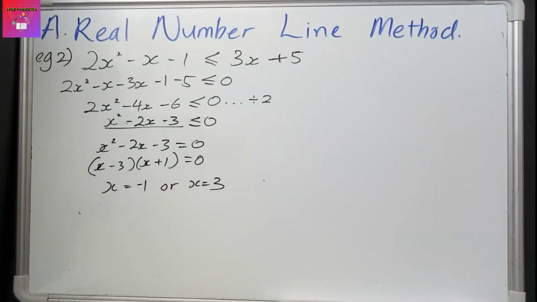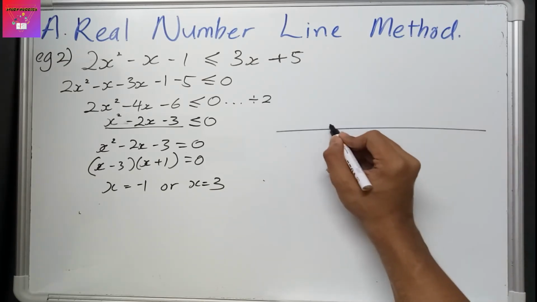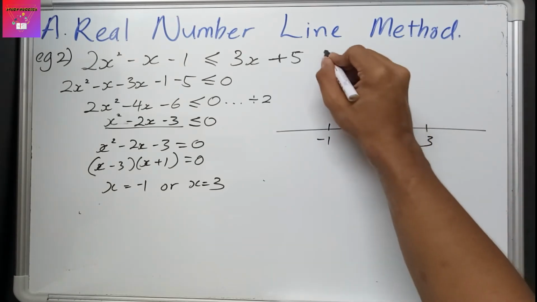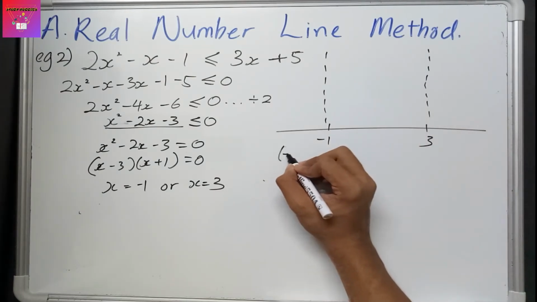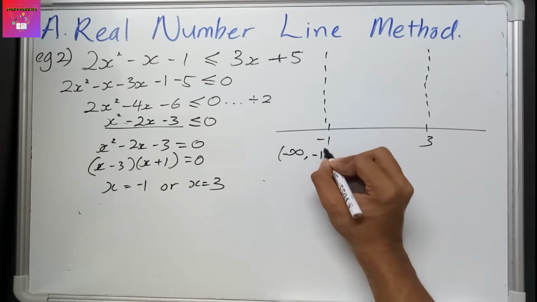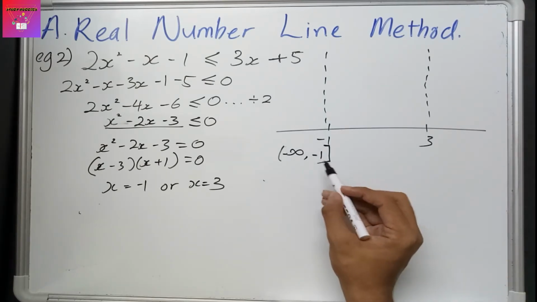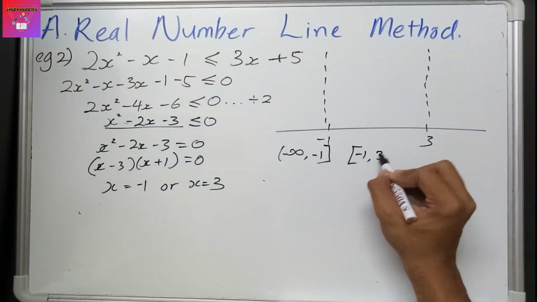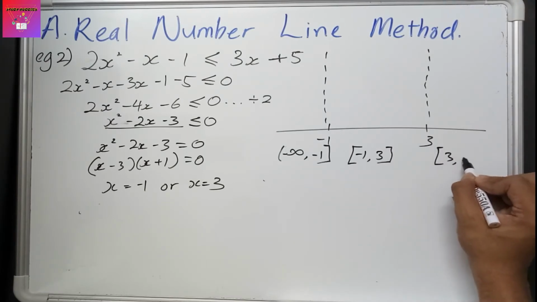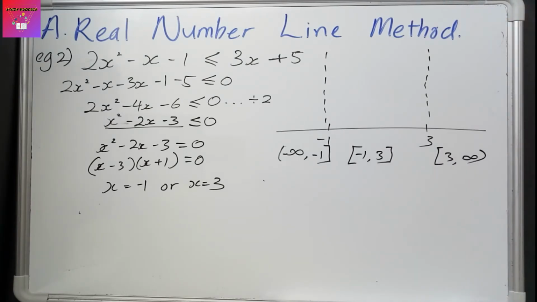Okay, so now let's draw the real number line. -1 would come here, 3 would come here, put the dotted line, and we set the intervals. So -∞ to -1 with a closed bracket. The reason we close the bracket is because this has an equal sign over here. Then for this it would be -1 to 3, and for this it's 3 to +∞, an open interval. Now we are going to find out whether it's a negative or positive range for each of them.